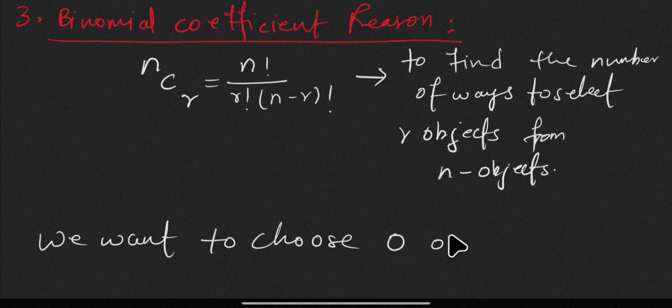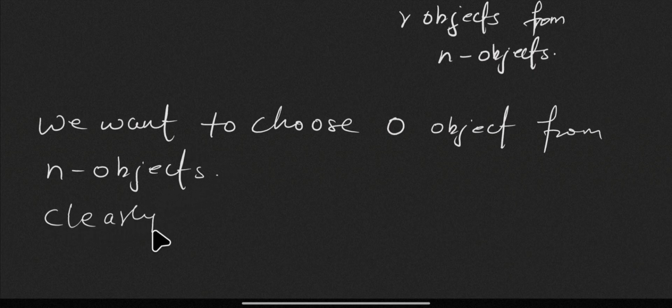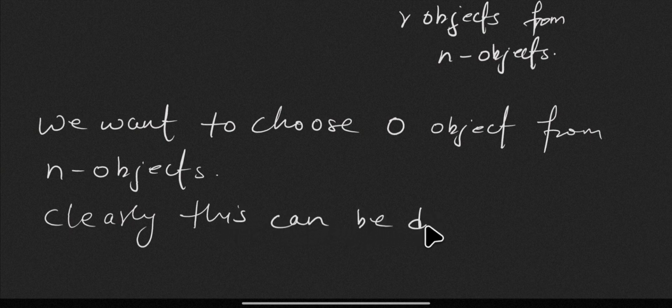So if I want to choose zero objects from n objects, clearly this can be done in only one way, and that way is we are not going to select anything. That is a method, that is a possibility of choosing: I'm not choosing anything, I'm not selecting anything.